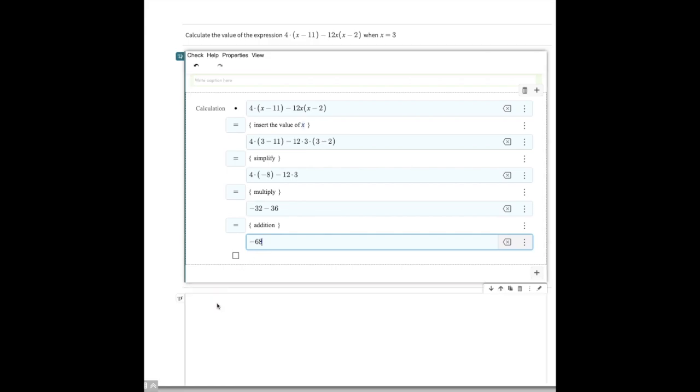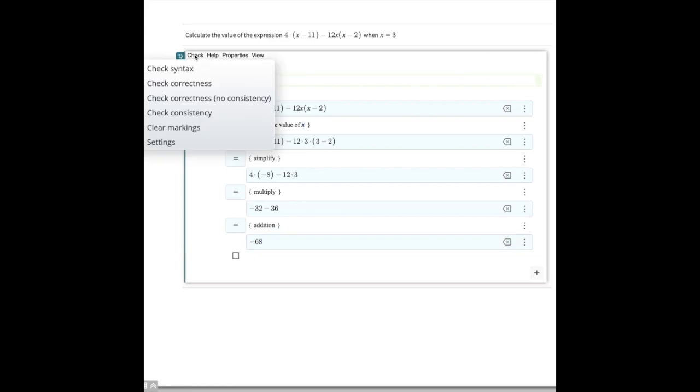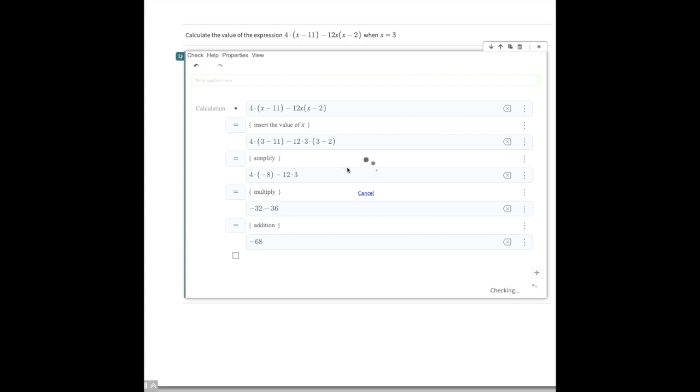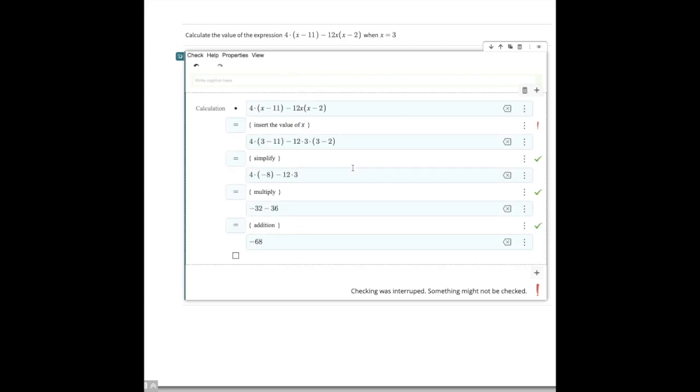Okay, let's check whether this is correct. Okay, seems good so far. But there seems to be a problem on the first step. The first step says that we insert the value of x. And actually this is quite clear, because there is no reason why the value of x should be 3. The checker does not know that.